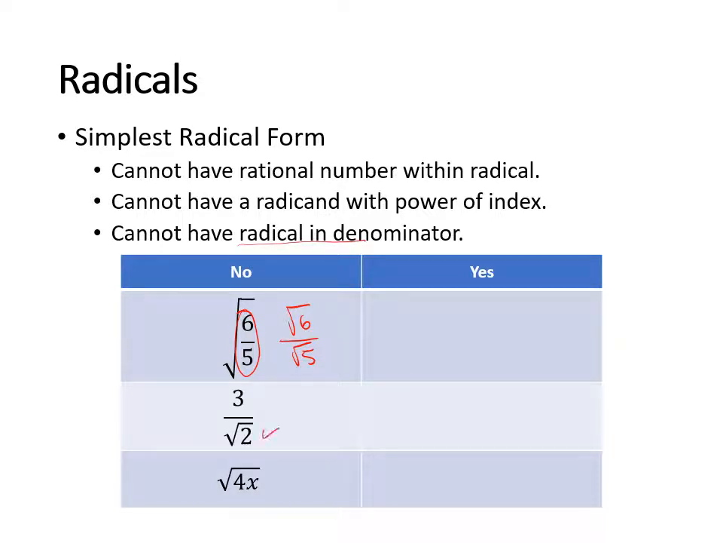So this is another example where the radical is in the denominator. And then the last thing we can't have is a radicand with a power of the index. And we have that here with the square root of 4x, because this can be written as the square root of 2 squared x. Here's a radicand. This 2 is part of the radicand, and it has a power that's the same as the index of 2. You know, there's a 2 right there. So that 2 would need to come out before it would be in what we call simplest radical form. Okay, so these would be the simplest radical form versions of those radical expressions.